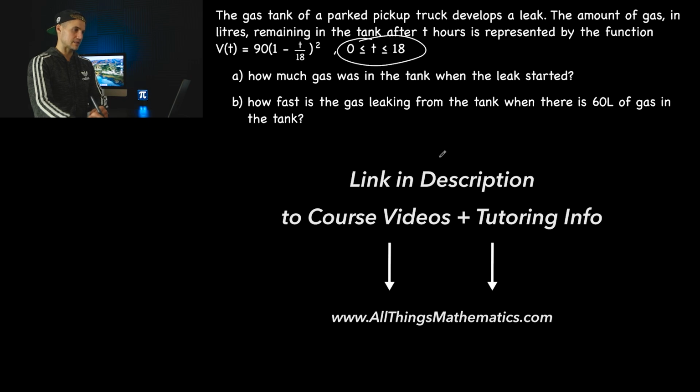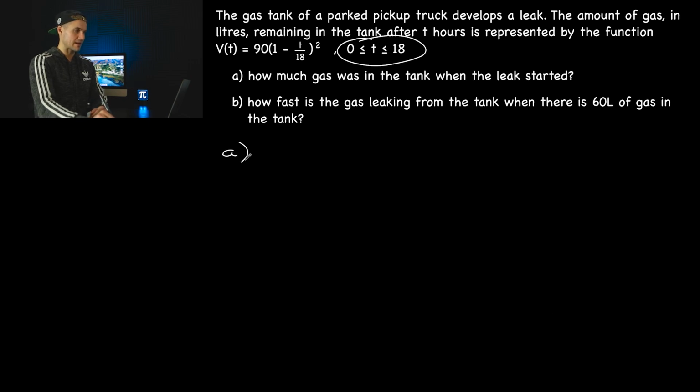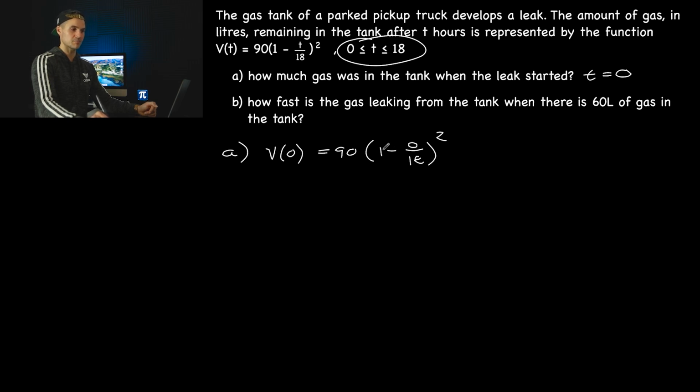Okay, so part A is not going to be too bad. How much gas was in the tank when the leak started? Basically at a t-value of 0. What was the volume at a t-value of 0? So we're basically finding V of 0. Plugging in 0 for t, we'll have 0 over 18 squared. This goes to 0, this bracket ends up being 1, 1 to the power 2 is 1, times 90. We would have 90. So we start off with 90 liters in the tank.